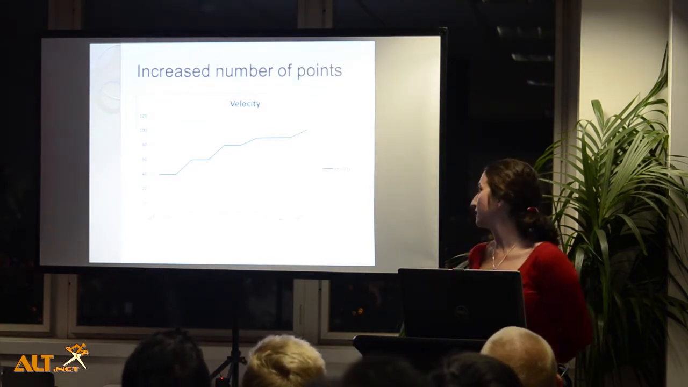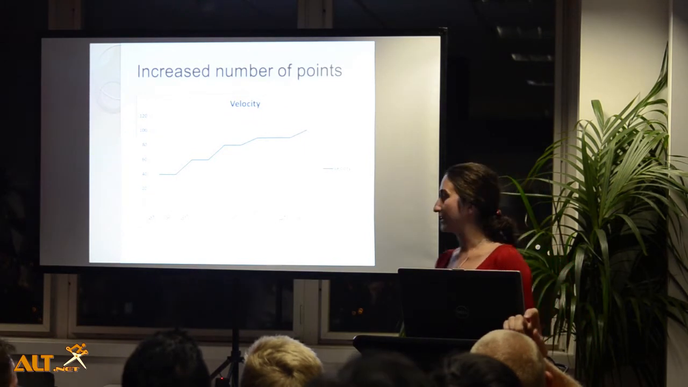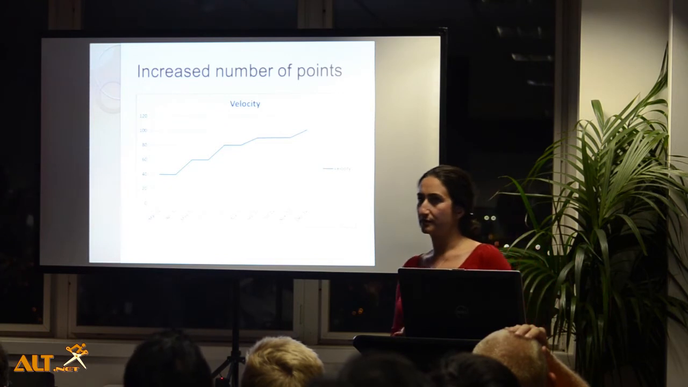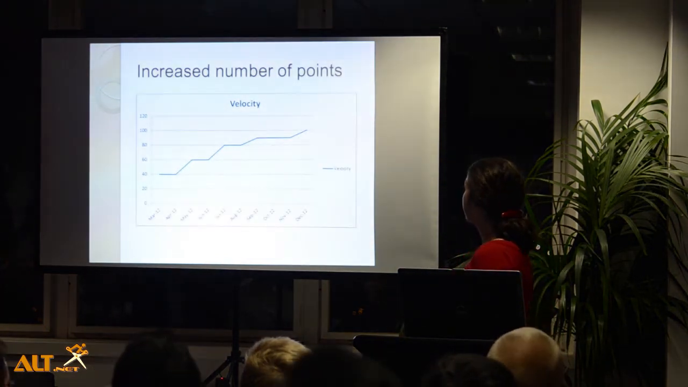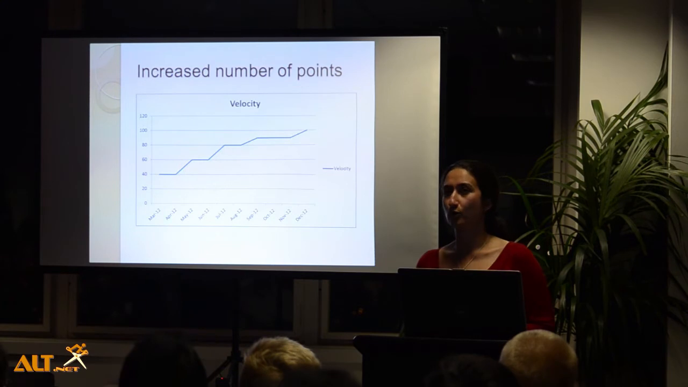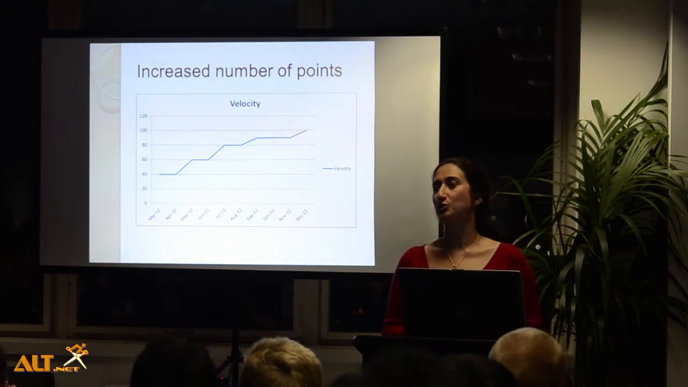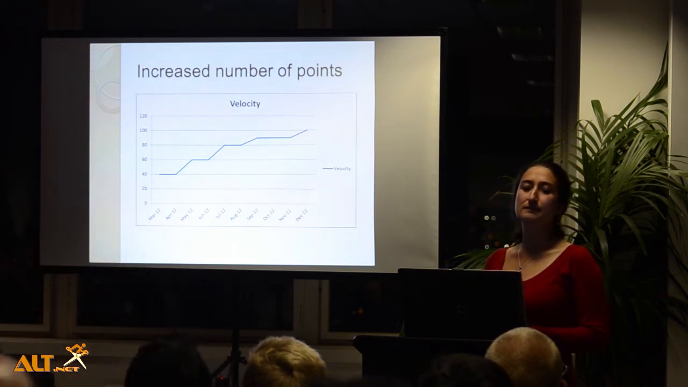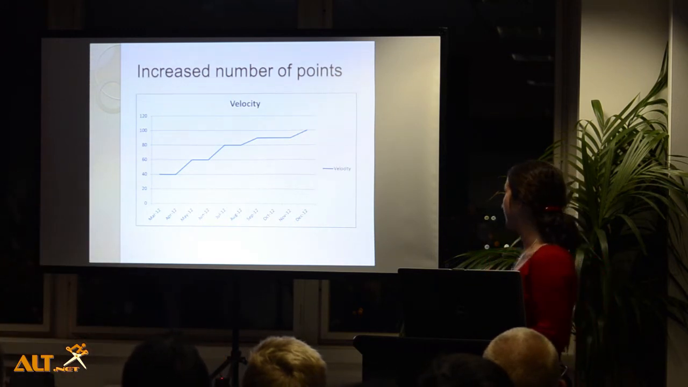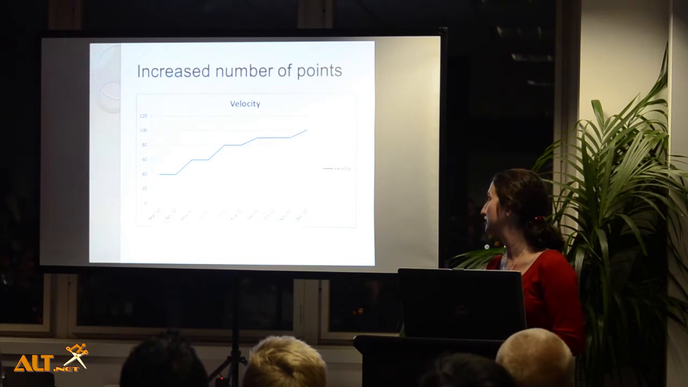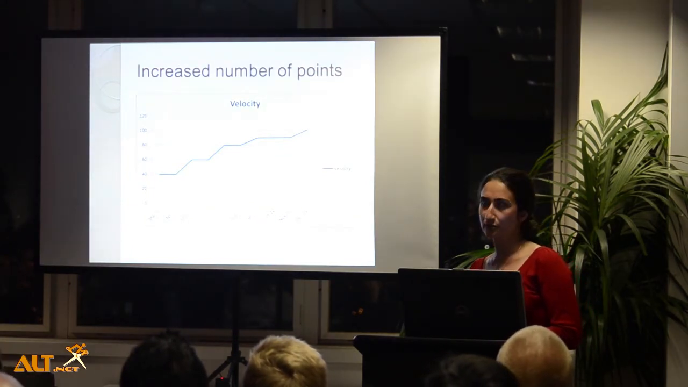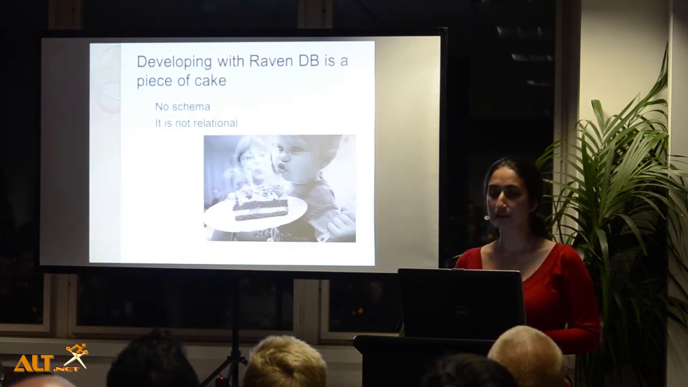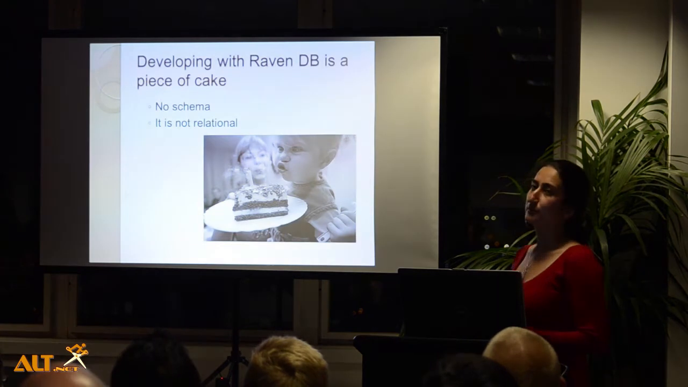So when we started using RavenDB in March 2012, back then we were developing about 40 points per iteration. By the end of the year, we made it to 100 points per iteration, which was really good. We popped the champagne for it. We know that this increase in the number of points in our iterations is not just because of RavenDB, but we know a good deal of it is because of that. Because developing with RavenDB is really easy.